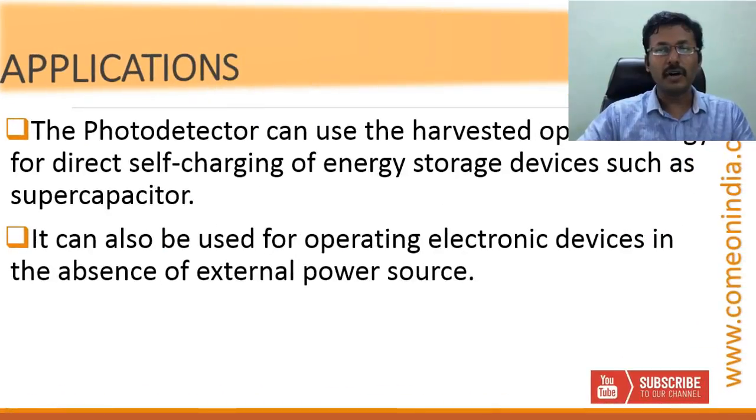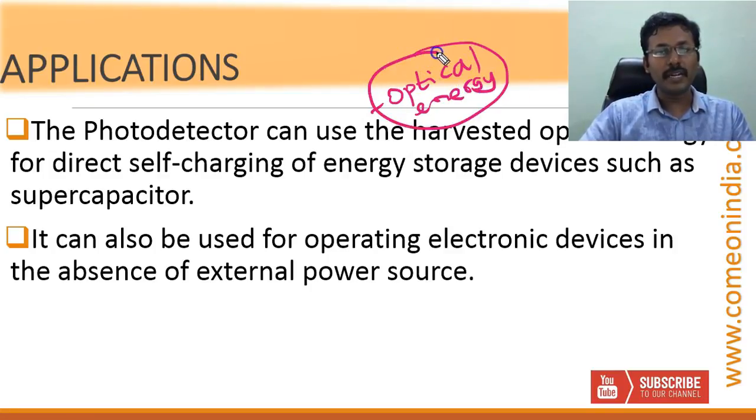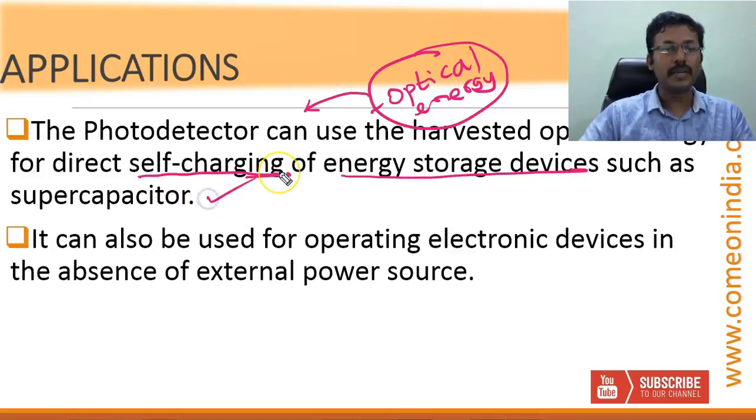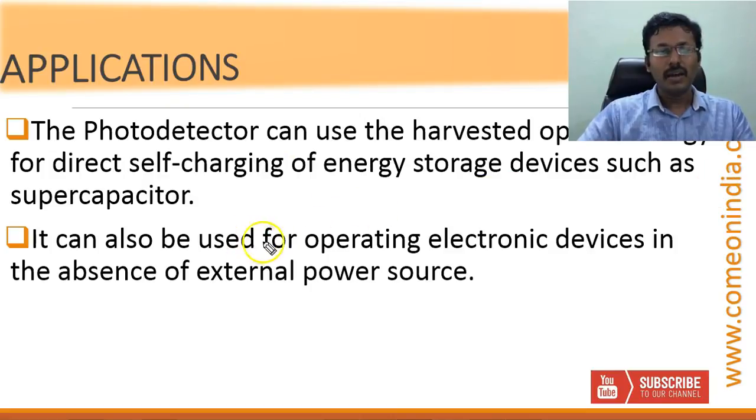What are the applications of this UV photo detector? It harvests optical energy. So far we discussed how it harvests optical energy. This optical energy can be used for self-charging the energy storage devices like supercapacitor. Another application is that it's useful for operating the electronic devices even in the absence of external power supply. So these are some applications of UV photo detector. Prepare thoroughly on the topic because Indian scientists developed this technology.